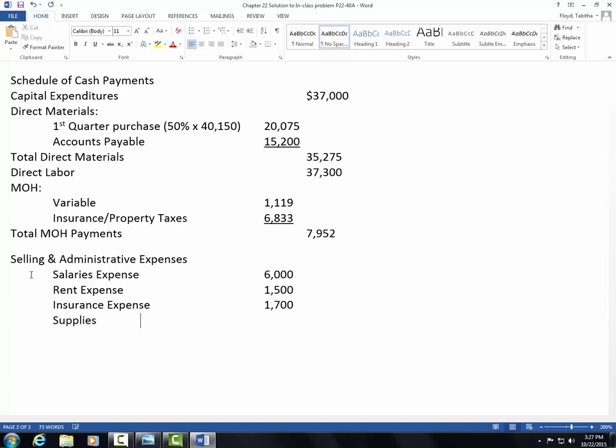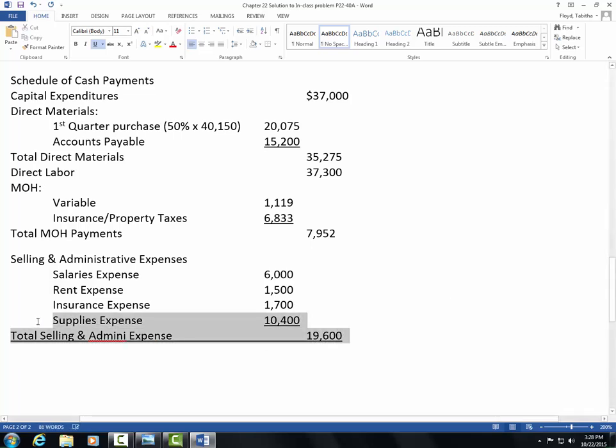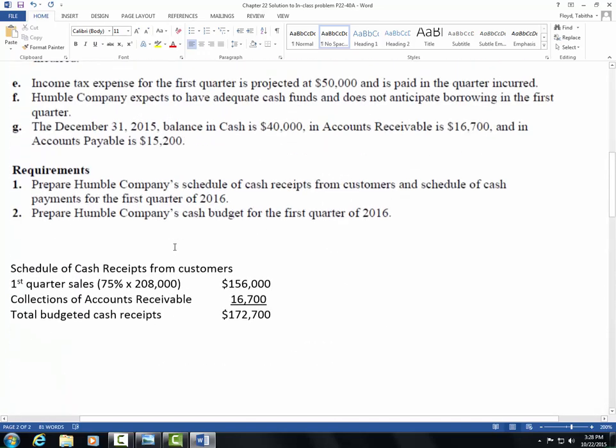Supplies expense, not depreciation expense, because we don't actually have cash going out for depreciation. $10,400, and we can total these up, and that will be our total selling and administrative expense payments, which are $19,600. And I think that about gets us.